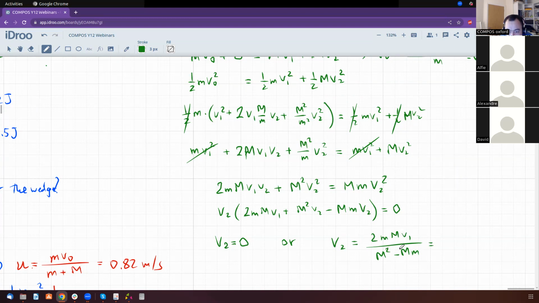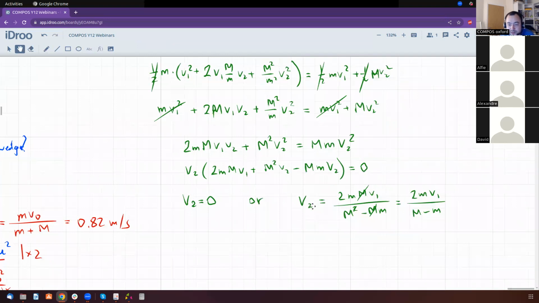The capital M cancels, and we have 2m v1 divided by m minus m. So we have the two possibilities.